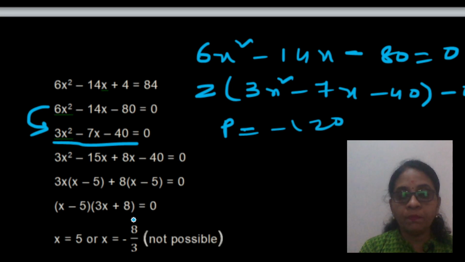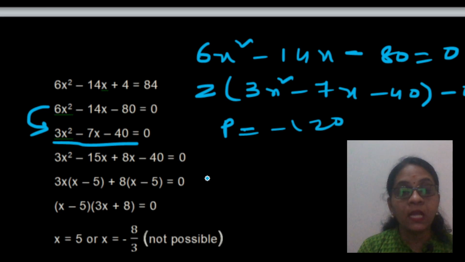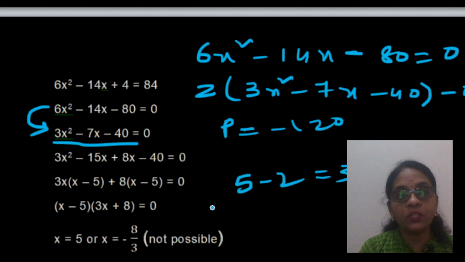So after you simplify, you get x is equal to 5 or minus 8 by 3. Why is minus 8 by 3 not possible? Because age cannot be negative. So x is equal to 5. This 5 is the son's present age. So if they ask you what is the age of the son 2 years ago, what will be your answer? It will be 5 minus 2, which is 3.